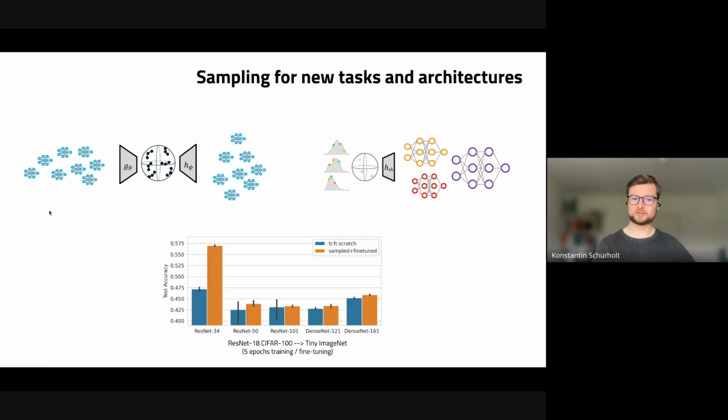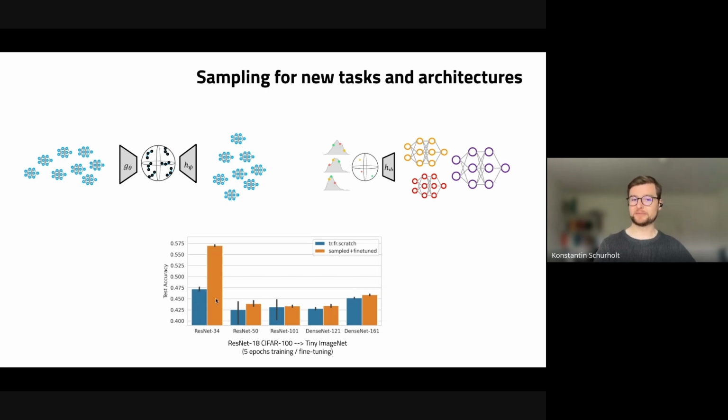This is from the same paper, a very simple experiment. Again, this population is ResNet 18s trained on CIFAR-100, only that, so a very homogeneous base population. But then we try to sample out of this for Tiny ImageNet, so a different task, but also different architectures. This could be larger ResNets, but also DenseNets. We can compare these sampled models with random initialization, just fine-tune both for 5 epochs and see how each of these compare. What we found is that the sampled models in orange compared to the training from scratch in blue always give you a benefit.